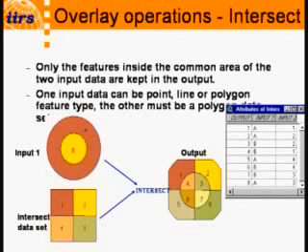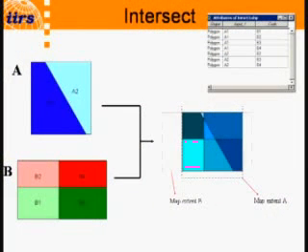So here you can see that the moment you intersect, the common areas have been delineated, and the good thing is you will have attributes from both the datasets. So you have the attributes of input data 1 and the attribute columns of input data 2. So you can get both from the intersection.